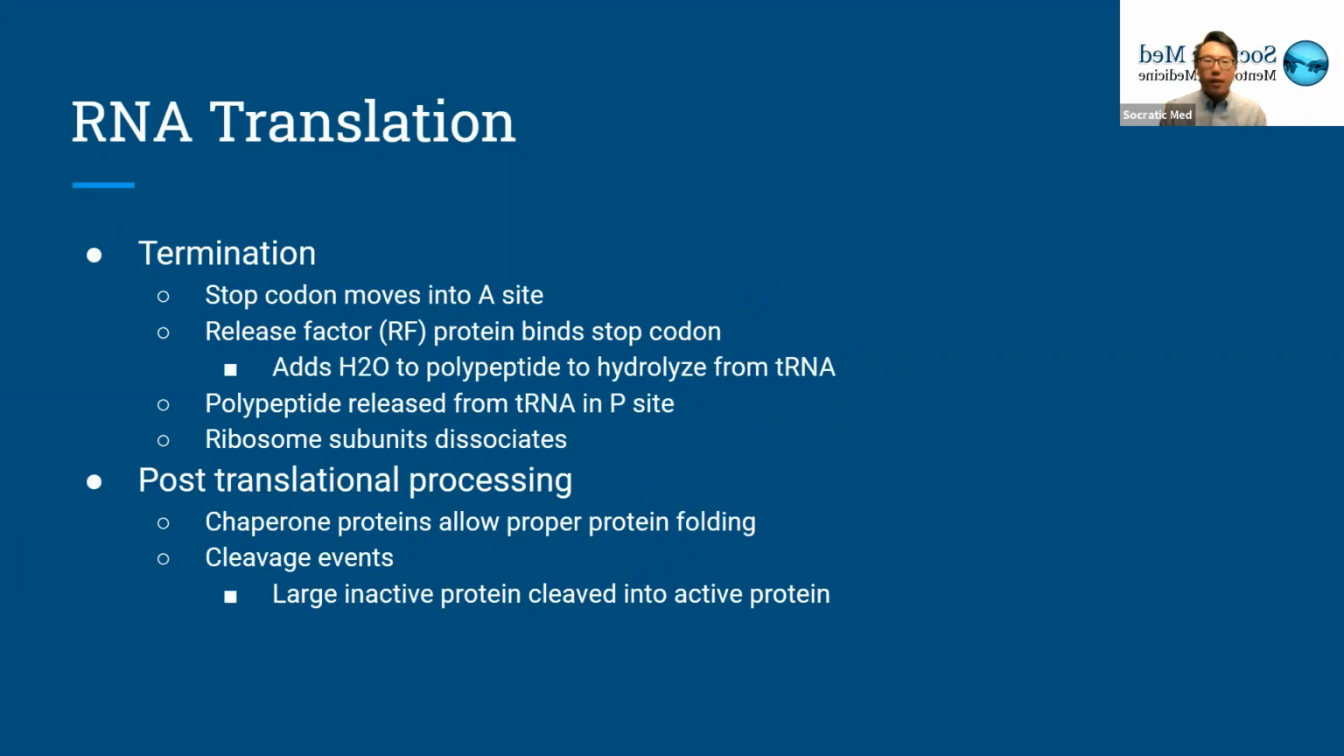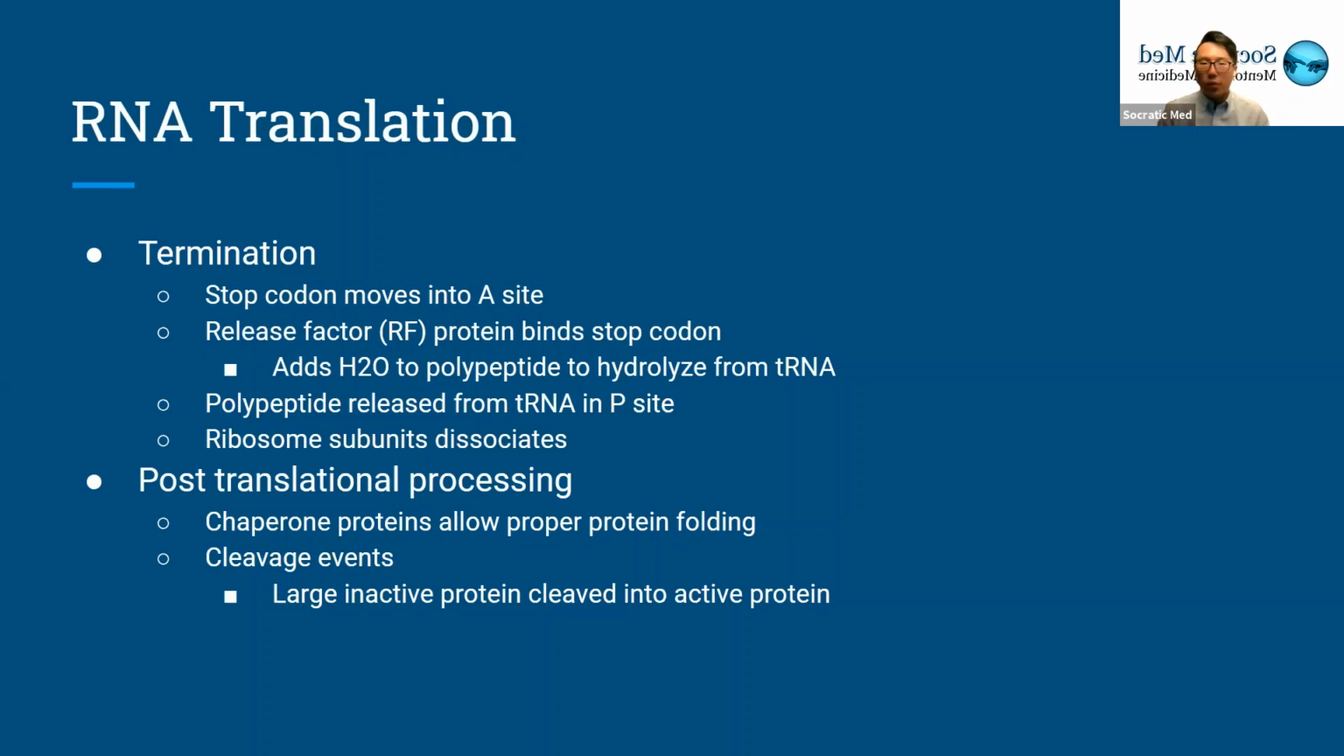And then the last step, termination. Once a stop codon moves into the A site, the release factor RF protein binds to the stop codon. The stop codons don't specify any amino acid, so these stop codons don't have an amino acid correlated with them. The stop codon on the mRNA will bind to a matching anticodon on the tRNA, but then the tRNA does not hold any amino acid.